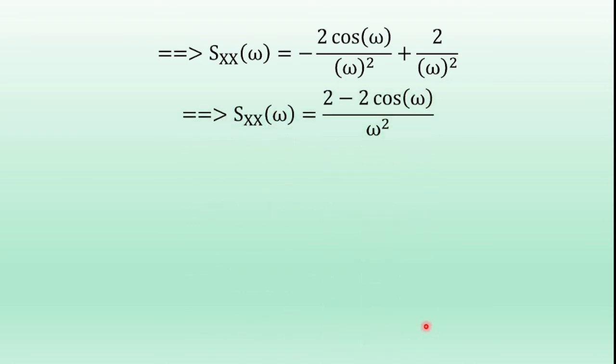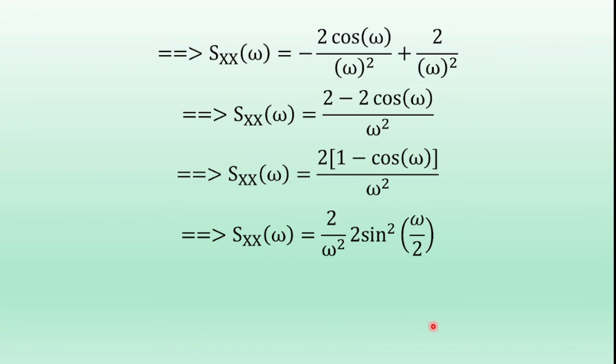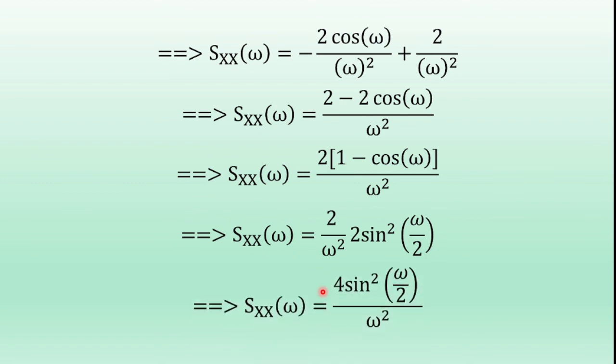So the LCM is omega square: 2 minus 2 cos omega by omega square. In the numerator, 2 is common: 2 into 1 minus cos omega. So 1 minus cos omega in terms of sine is 2 sin square of omega by 2, by omega square, with the 2 before it. Therefore Sxx of omega is equal to 4 sin square of omega by 2 by omega square. So this is the power spectral density of the given random process for the given autocorrelation function.